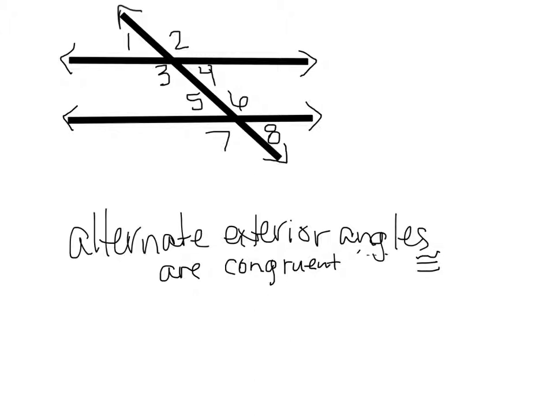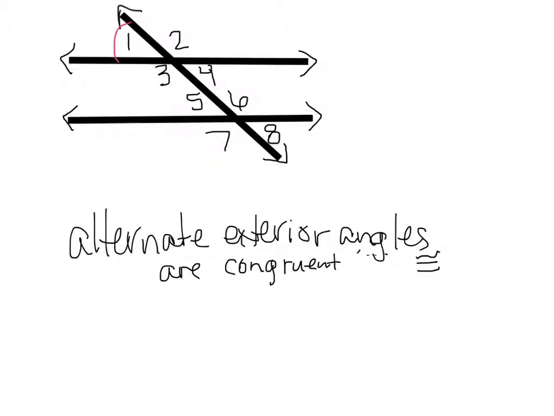So taking a look at our alternate exterior angles. Which angle is on the alternate side of angle 1 and an exterior angle? Angle 8 is correct. 2 and 7. That's very good. Angle 2.